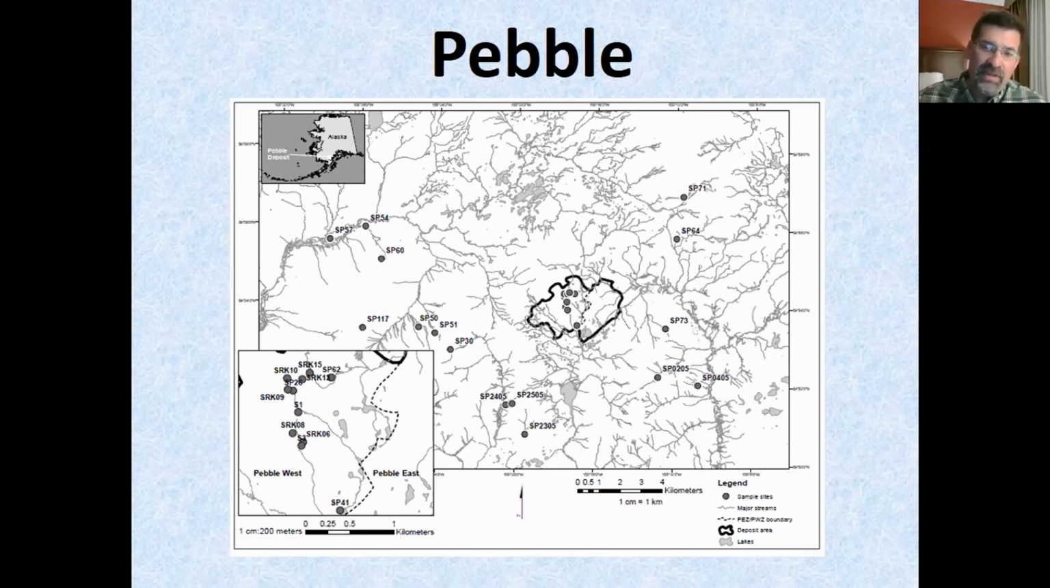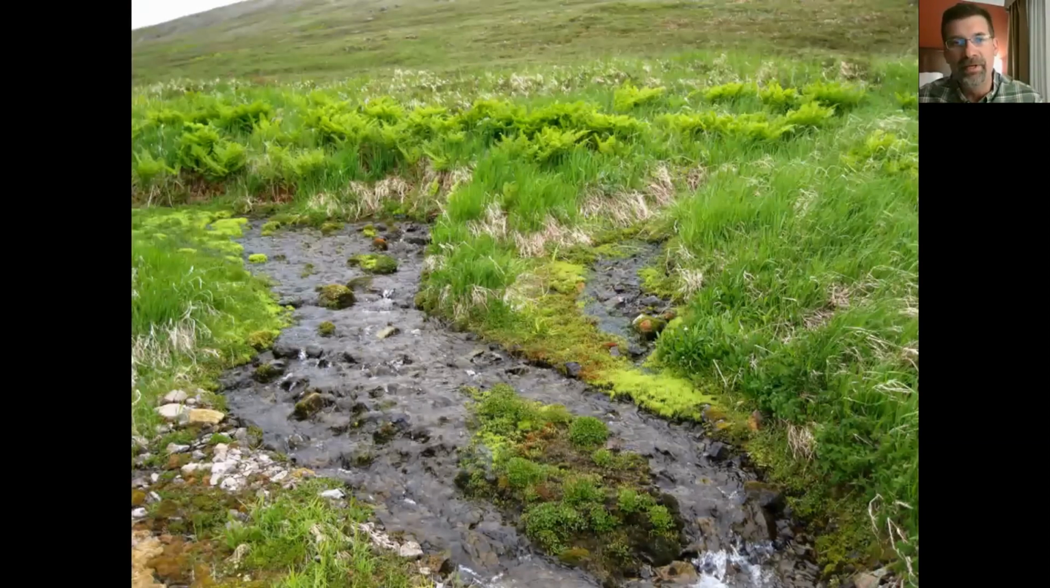And so you can see that we have a variety of samples that we were able to collect on the deposit, and then a variety of samples that are off the deposit, and you can see where they're located. And for the first study here, the waters that we were looking at are seeps. And this is what a seep looks like. If you don't know, I call them springs. There they call them seeps.